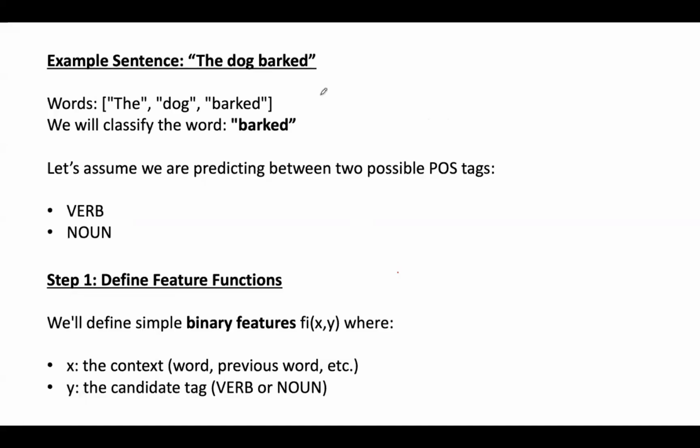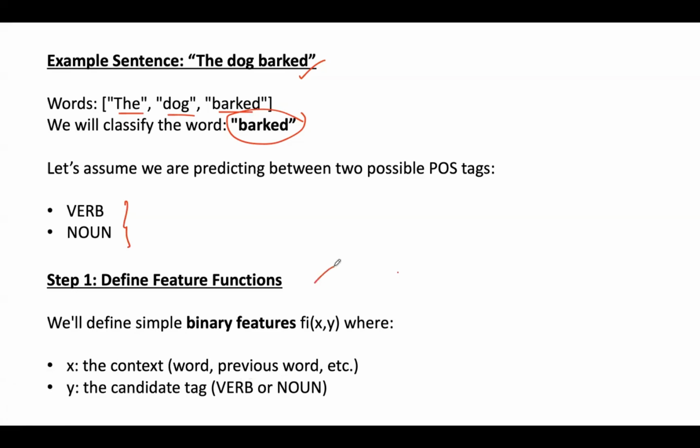Let us see one example. The given sentence is "the dog barked", and the individual words present in the sentence, or the tokens, are "the", "dog", "barked". So here the main aim is to find out a specific tag for this word barked. For that we are assuming two tags: one is verb and the other one is noun. So we are assuming that this word belongs to either of the two POS tags.